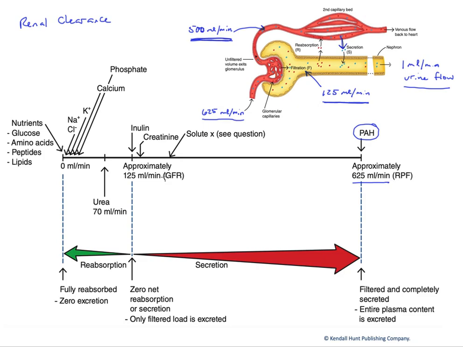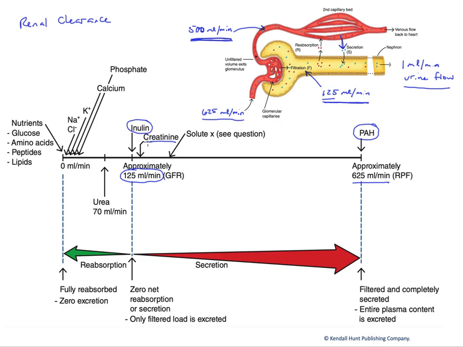Another benchmark is this filtration rate of 125 mils per minute, right? If we have a substance like inulin or similarly creatinine, as a waste product we produce, is very close to just filtered alone. If we're going to clear only what is filtered, then the clearance is 125 mils per minute. And again, that's what we're showing on our line graph down here, the clearance of these solutes.